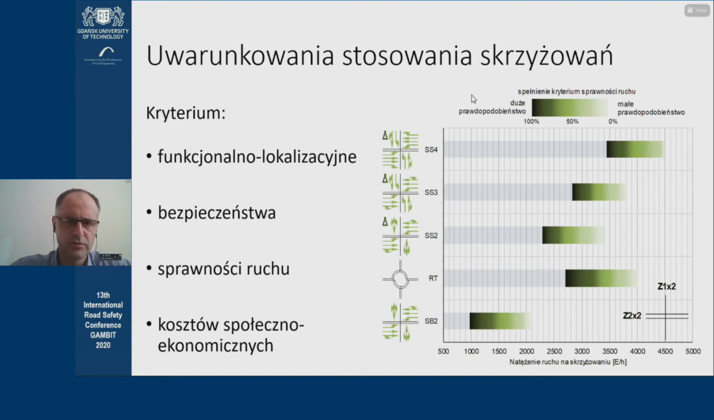We also have conditions for junctions, when they should be used. So there are some criteria like functions, location, safety, traffic efficiency, and socioeconomic costs. And the slide here shows you how those selections should be made. This is in reference to traffic volumes, but this is just a general approach because the designer has to go through detailed analyses anyway. And so, as I said, there are other criteria like safety and the socioeconomic costs as well.